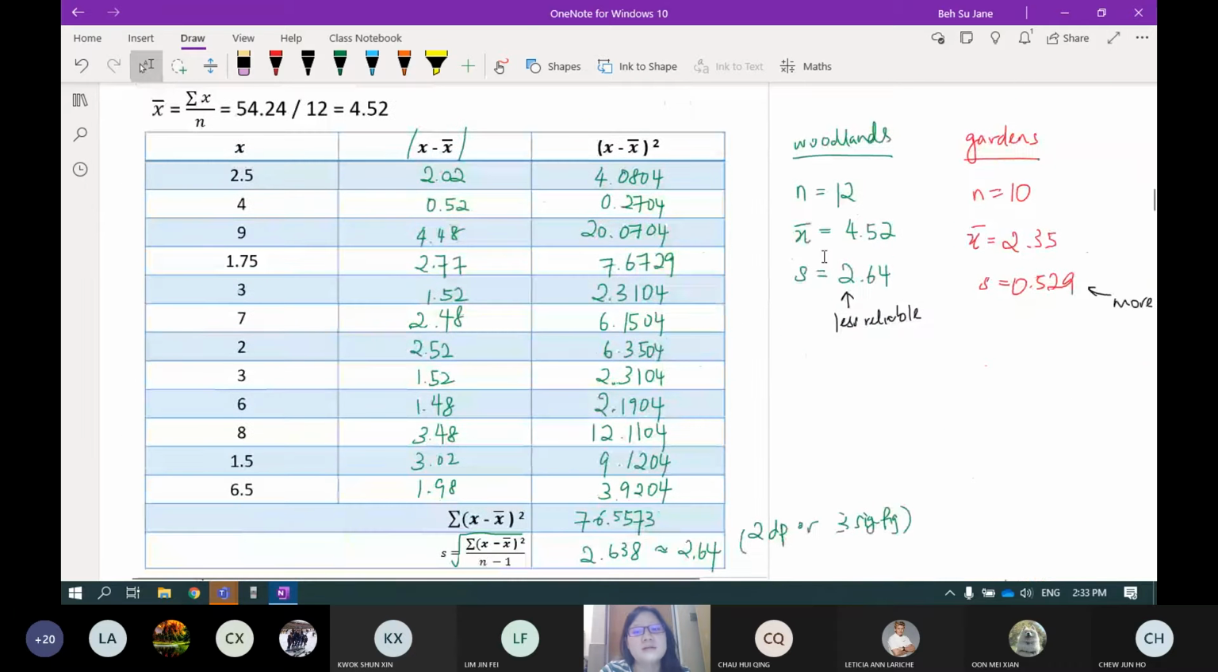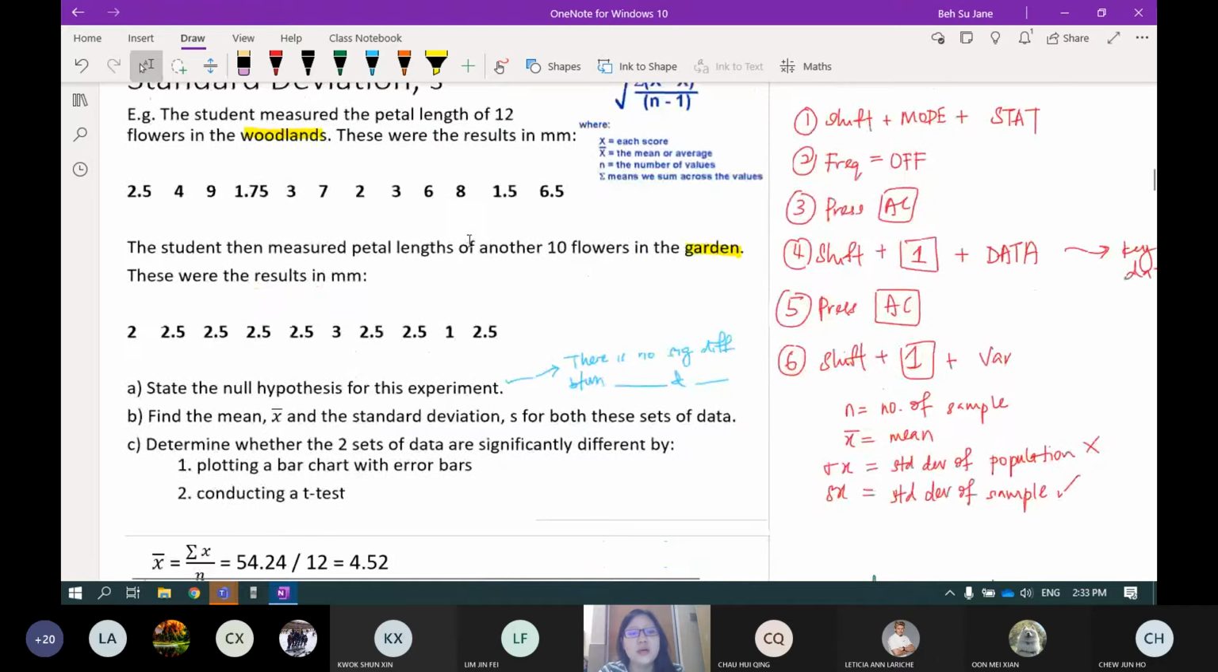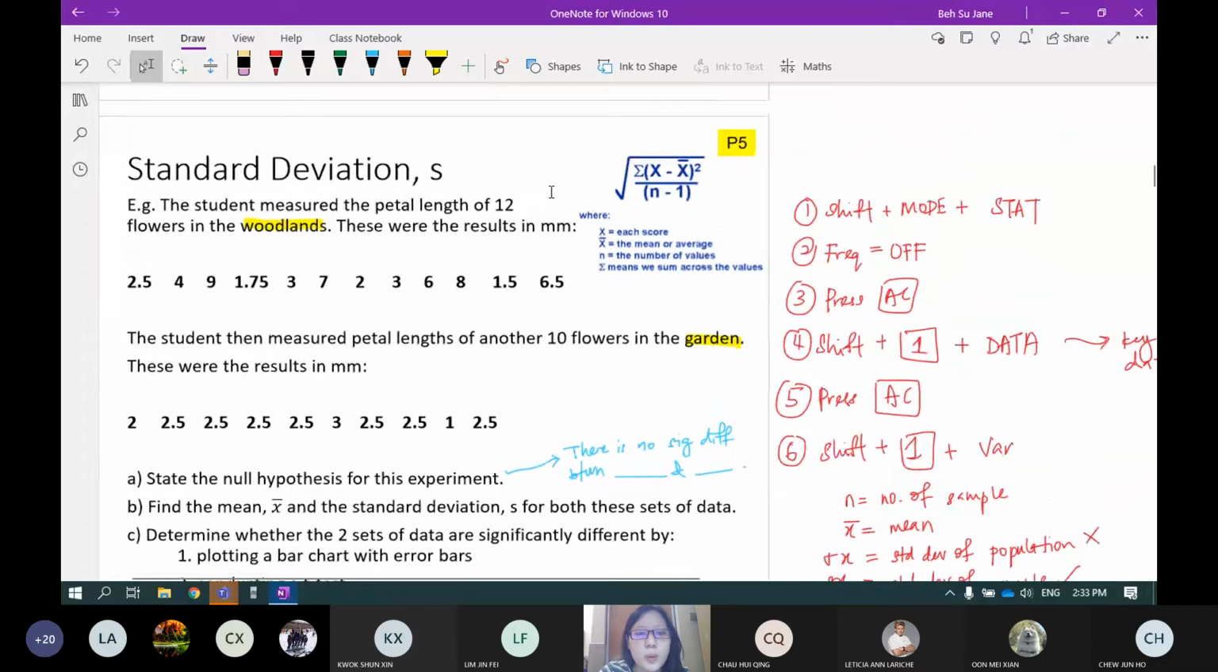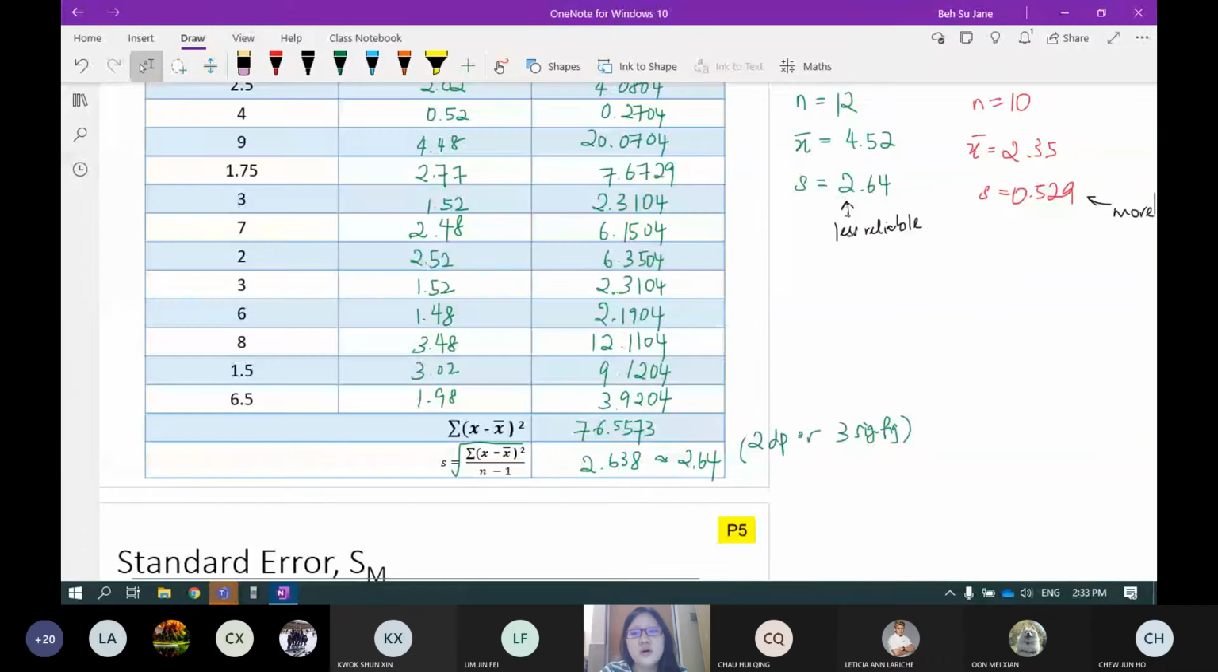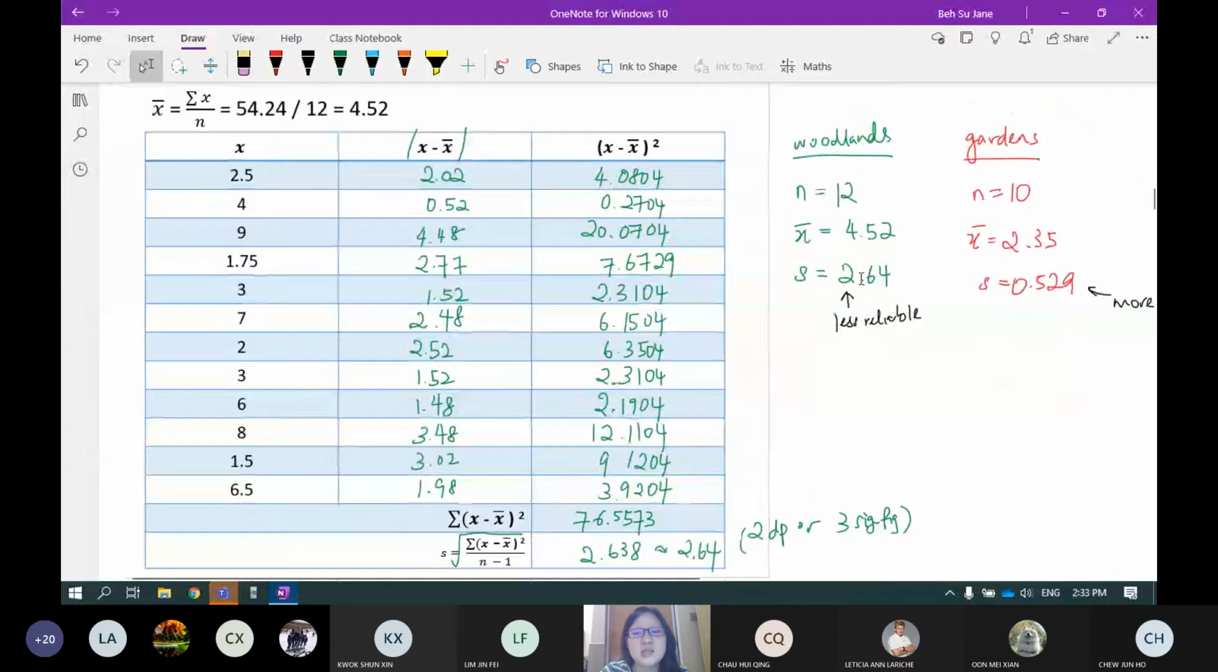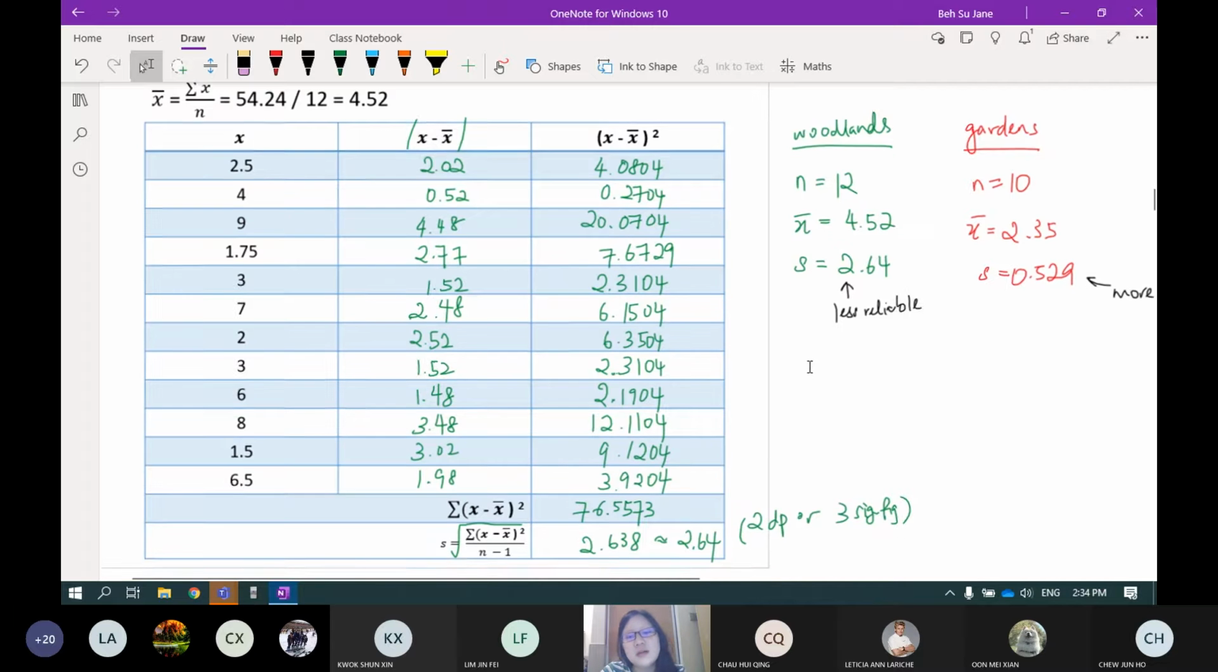So you expect Woodlands to have a higher standard deviation, definitely. Just by looking at the data, you can see whether it would be a bigger or smaller standard deviation. And this is also a way to check your answers. If you realize that this standard deviation is smaller than that one, then you are pretty sure that something is definitely wrong. You should recalculate and check your answers again. Okay, so that is standard deviation.